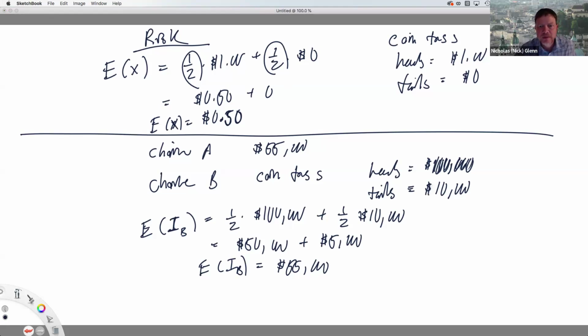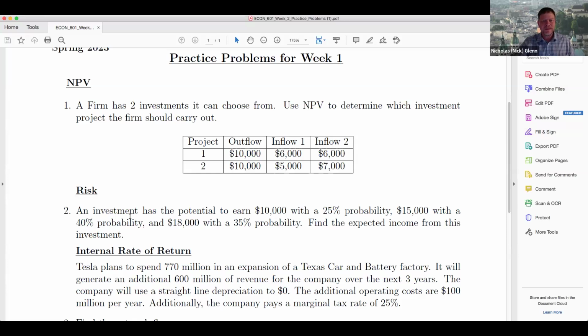You should be able to see it right here, number 2. So we're looking at an investment that has potential to earn $10,000 with 25% probability, $15,000 with a 40% probability, and $18,000 with a 35% probability. So what we're going to do here is find the expected income from this investment. Okay, so we'll set this up the same way, but it's a little more complicated, right? Because there's three potential outcomes.